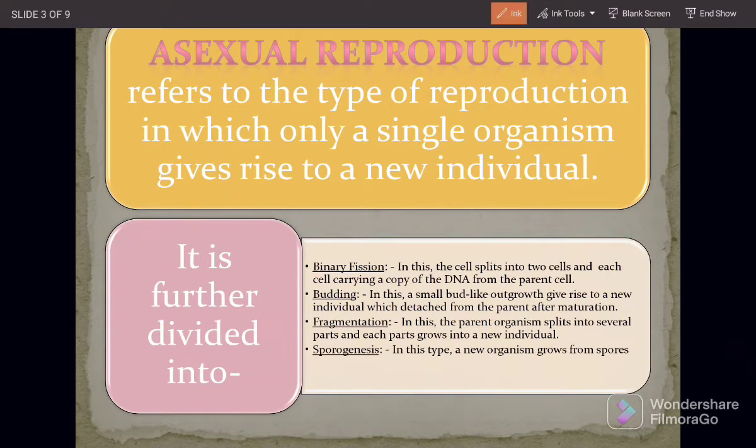Now asexual reproduction. Asexual reproduction refers to the type of reproduction in which only a single organism gives rise to a new individual. In sexual reproduction, two organisms are involved, male and female, but in asexual reproduction only a single organism is involved, which gives rise to the new individual. Asexual reproduction is further divided into binary fission, budding, fragmentation, and sporogenesis.